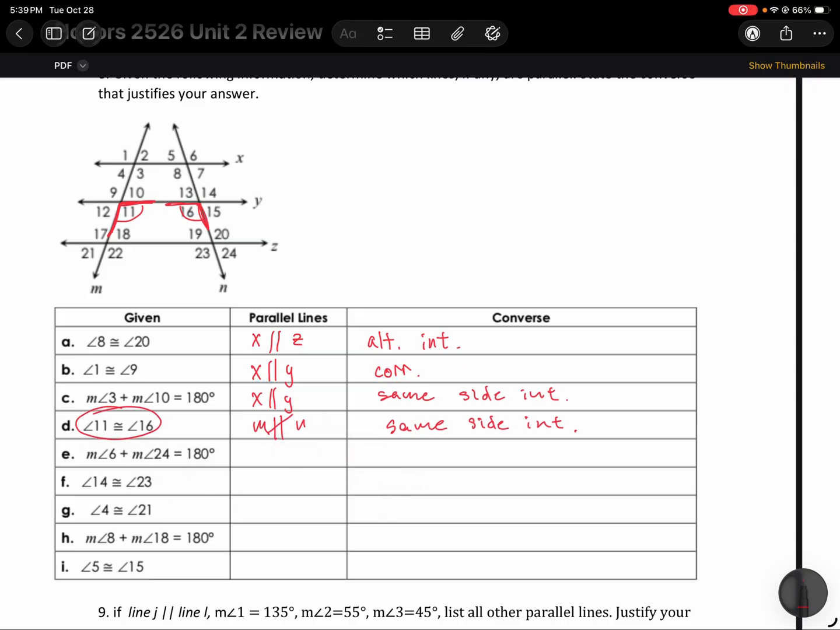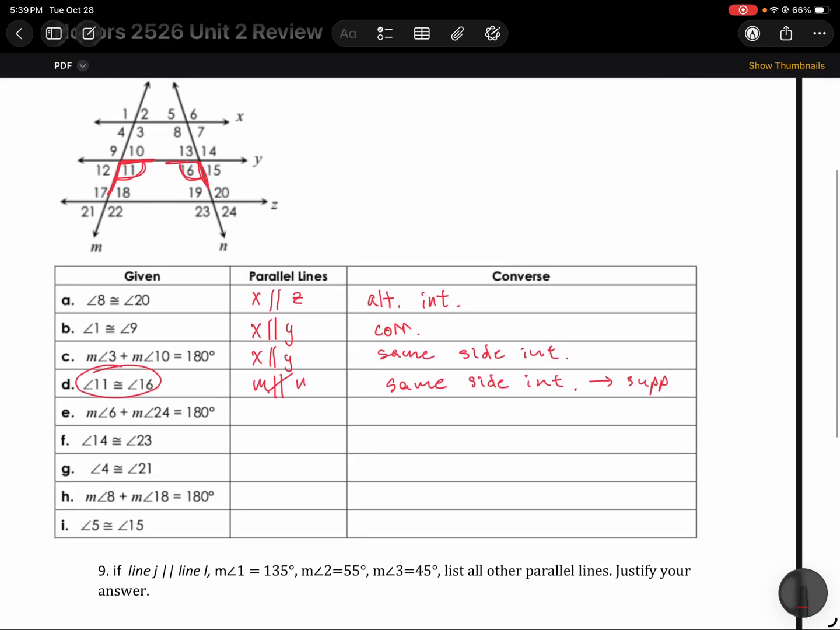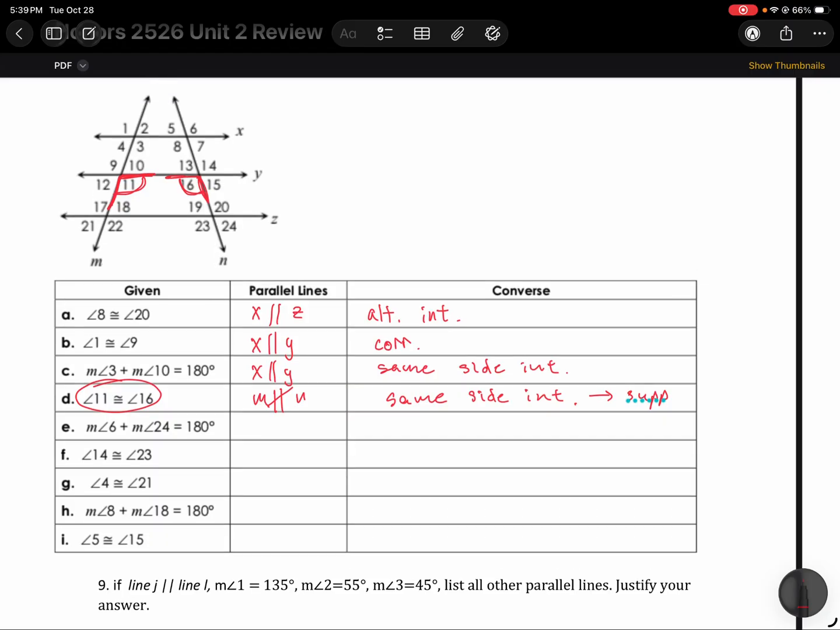So if it says these are the same, there's no way that these are the same, because we have same side interior angles, which implies that these are supplementary, not congruent. Okay, angles 6 and 24. Where's 24? Are supplementary? Yes.